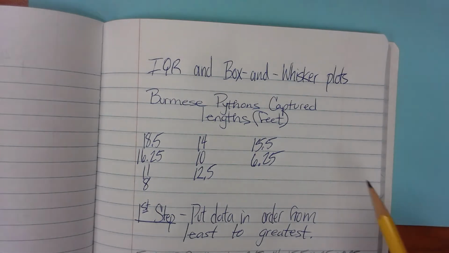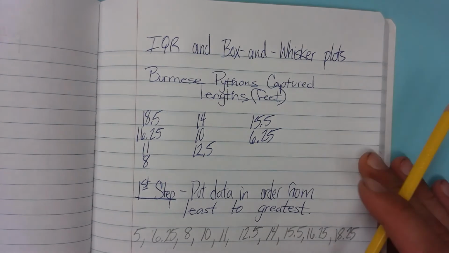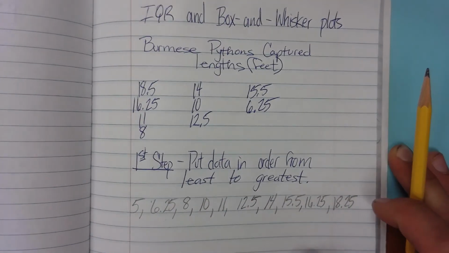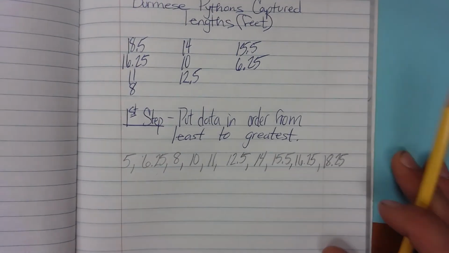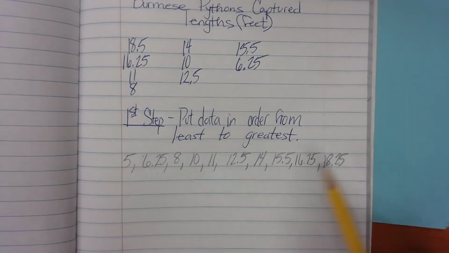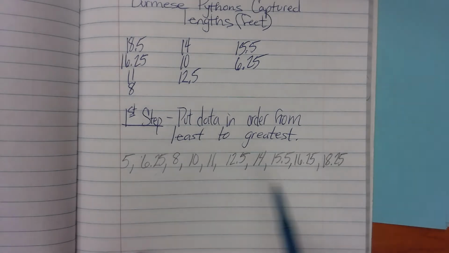So when you have data and you are going to be creating a box and whisker plot or looking for the inner quartile range, the first step you want is to put the data in order from least to greatest. So I have put these in order from least to greatest. I have the smallest here and largest here. Now I want to find the median. So I have 10 data points, so I know that's 5 on either side of the median.